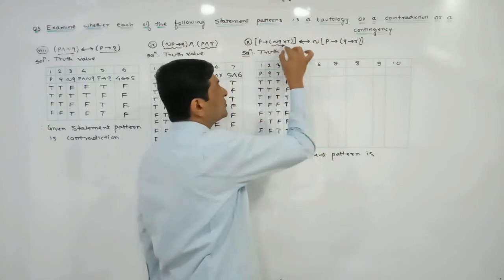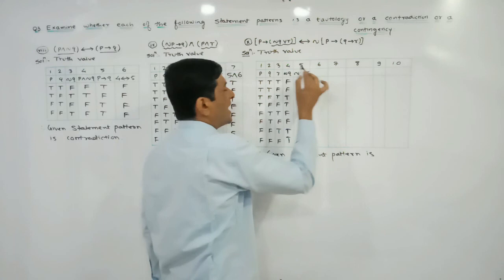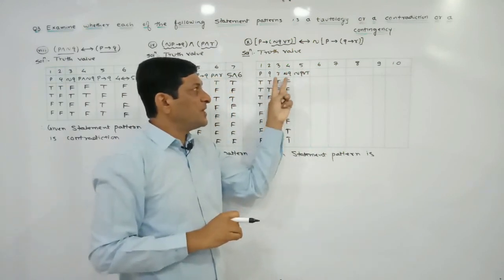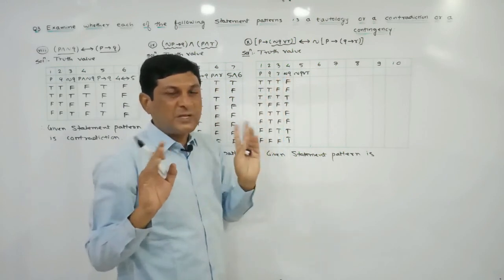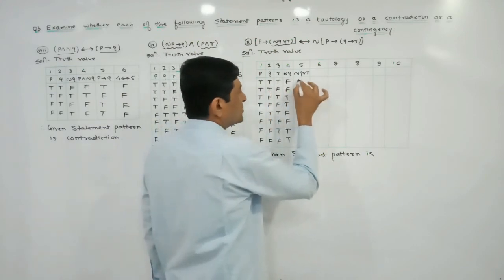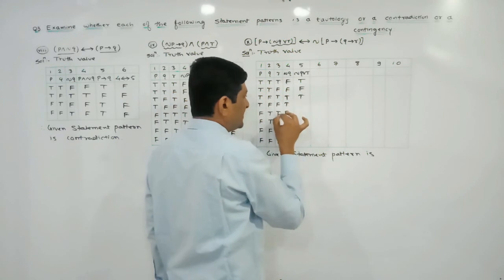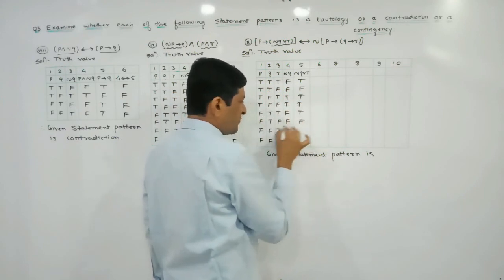Now find out truth value of negation Q or R. So truth value of negation Q and R are known to us. We are connecting these two statements by OR, and in case of OR, at least one statement is true, OR will be true. So here one T is there, so true. Here true does not appear, so false. Here T, T, T. Here false, true, true.